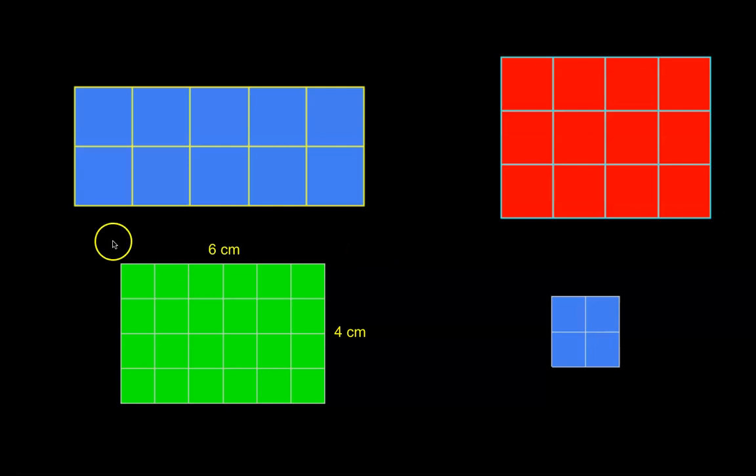Right, so that is 6 centimeters that way and 4 centimeters that way. You can go and count them if you like, or else you can do the quick method that I'm hoping you will spot. 24 square centimeters. Right, and that one, of course, is very easy. What is the area of that shape there? 4 square centimeters.